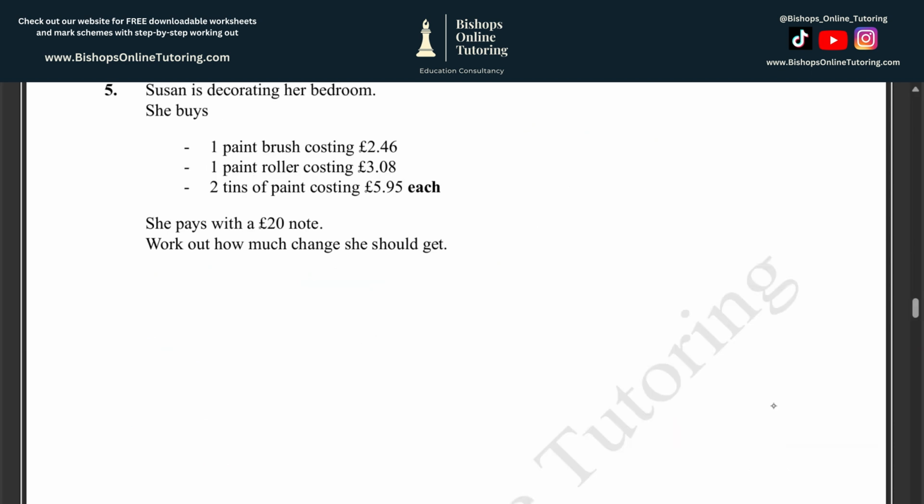Susan is decorating her bedroom. She buys one paintbrush costing £2.46, one paint roller costing £3.08, and 2 tins of paint costing £5.95 each. She pays with a £20 note. Work out how much change she should get.